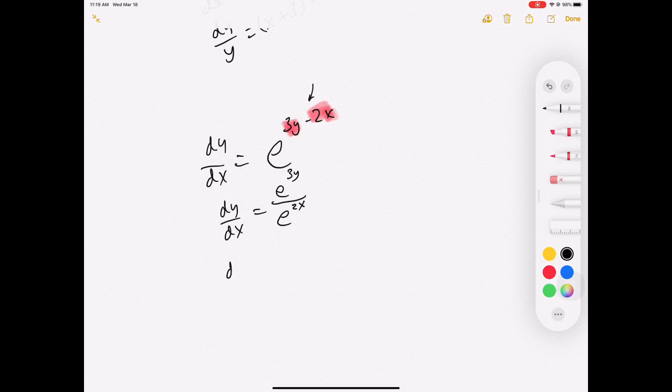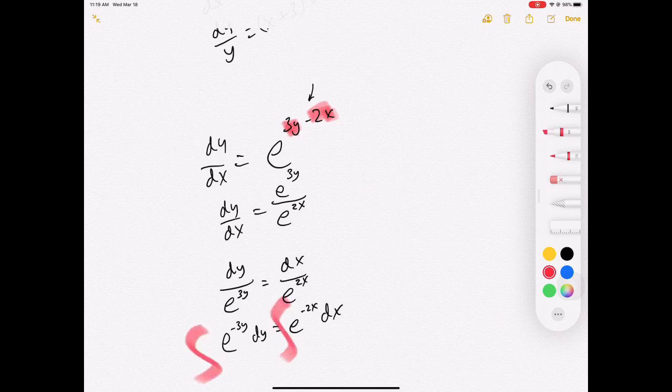It'll be dy over e to the 3y is equal to dx over e to the 2x. Now to rewrite this, I prefer the e not being in the denominator. So we can write it as e to the negative 3y dy is equal to e to the negative 2x dx. And now if we really wanted to, we can then take the integral of both sides.